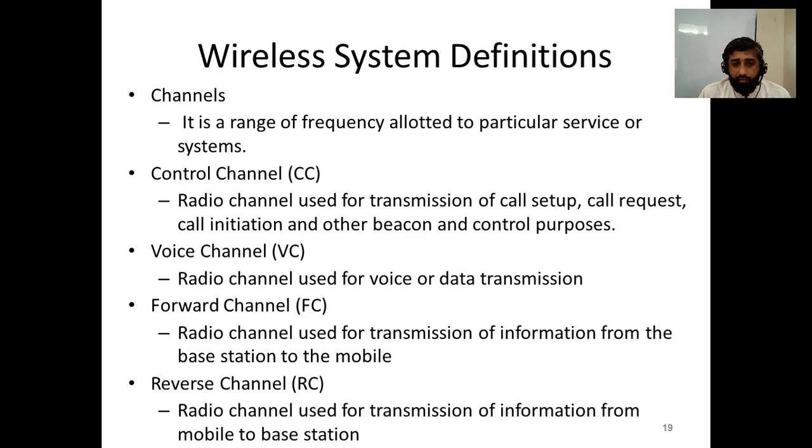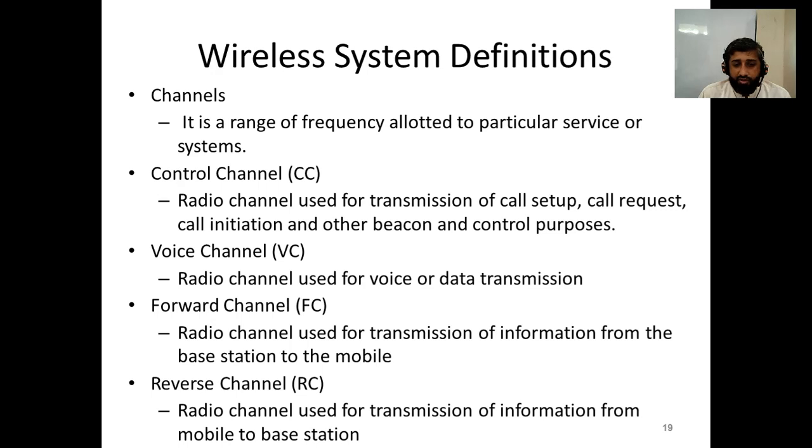There are a variety of different channels that are used in wireless communication. Generally for each communication we have a control channel which takes up the information regarding all the controlling purposes. These channels are used whenever there is a call setup request or call initiation or whatever control purposes that we need. We use that control channel to perform those control functions.